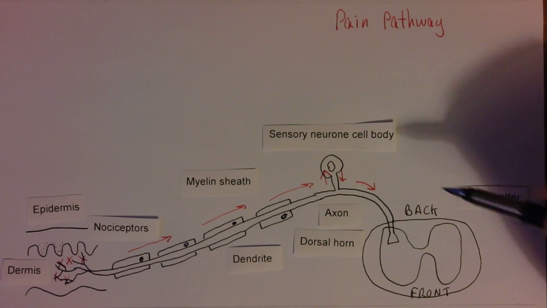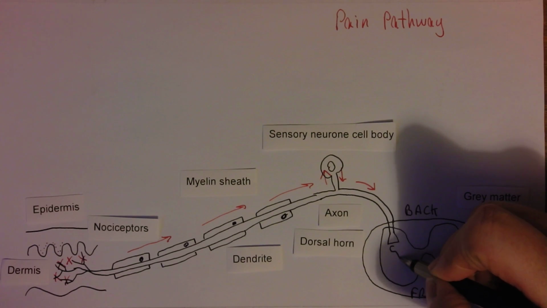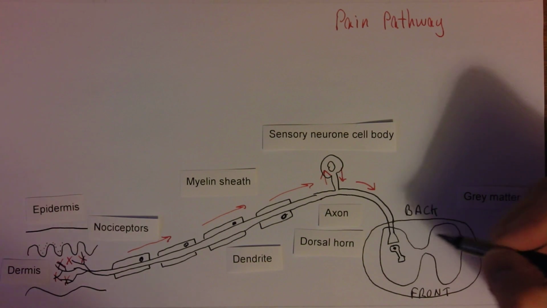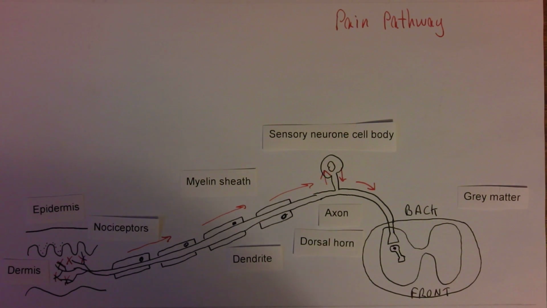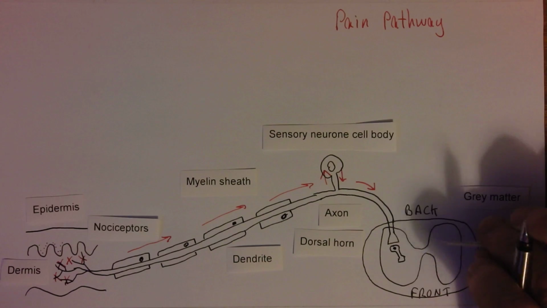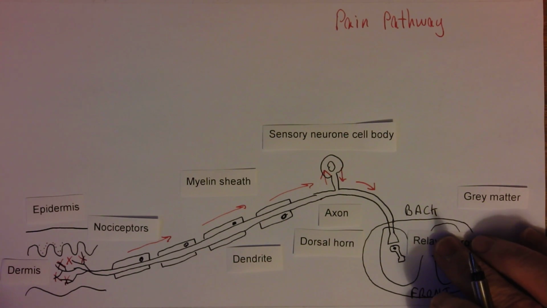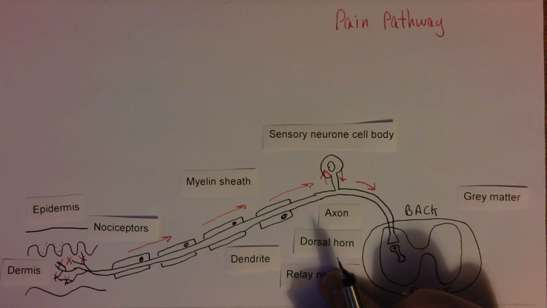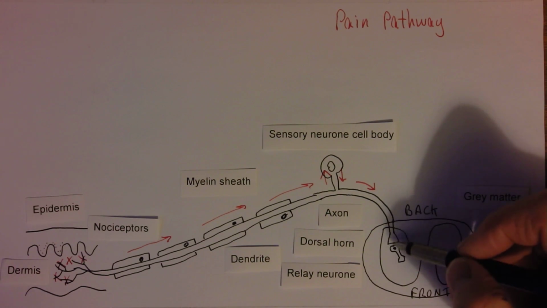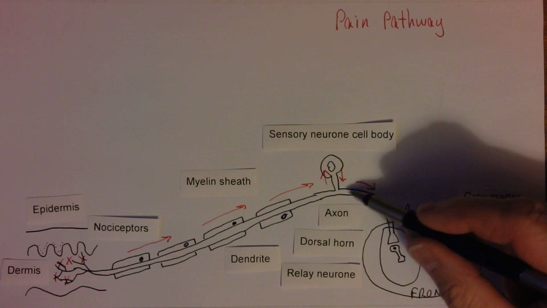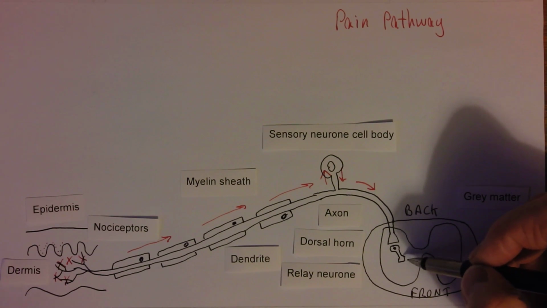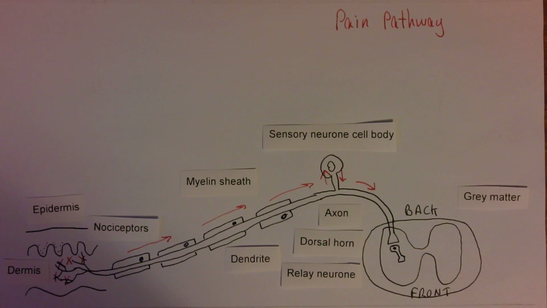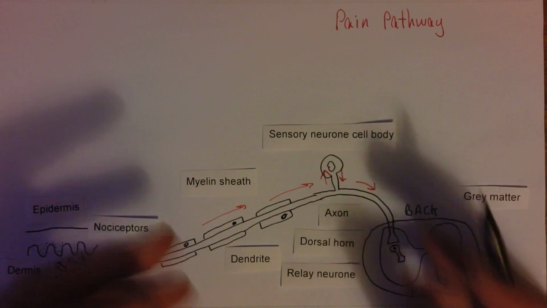Now, very often there's a small neuron here, very short one, an interneuron or a relay neuron. So this would be a relay neuron, that very small one there. Just there is the relay neuron. And that's relaying the impulse from the axon of the neuron entering the dorsal horn just across the spinal cord a little bit. And we'll see later on that that's important for modulation of the pain impulse.